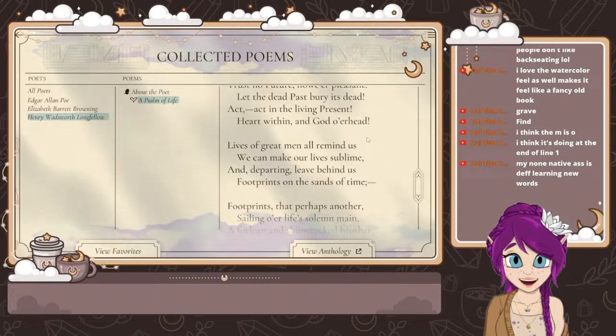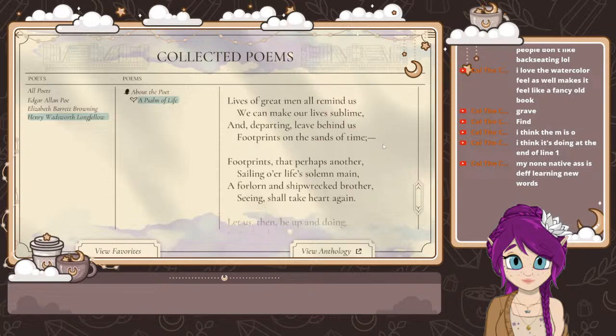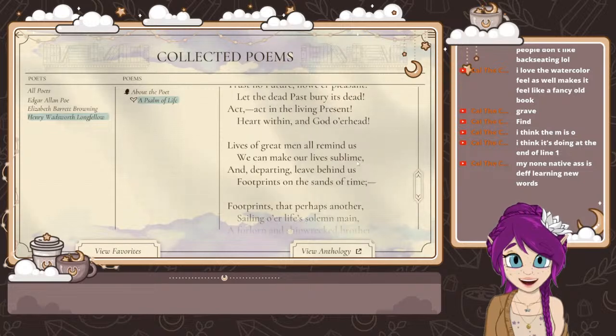Yeah, English isn't my first language, so sometimes I get some struggles. And this is like old English, so that's not helping.